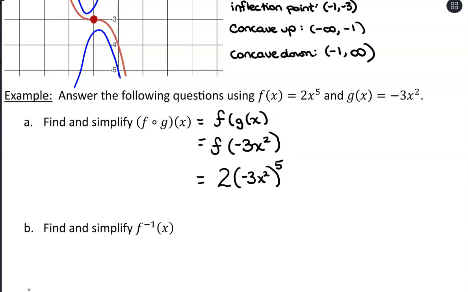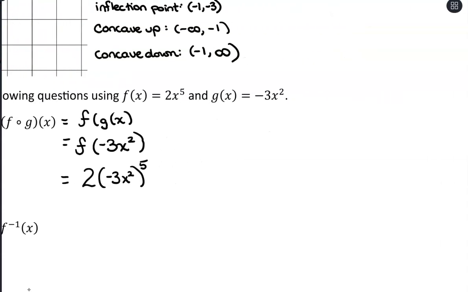Okay. And now I'm going to simplify. So let's actually move over here. And for now, I'm going to keep that 2 out front. So what I'm going to do is think of this as -3 to the 5th power and x squared to the 5th power. Now, 3 to the 5th power is equivalent to 243.